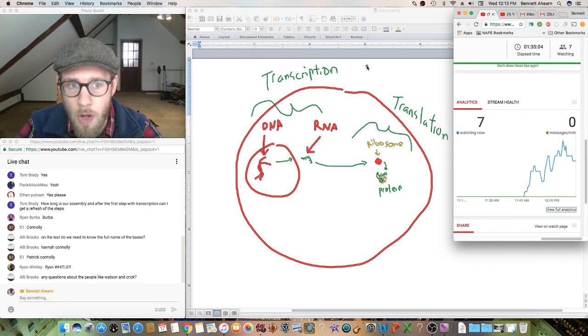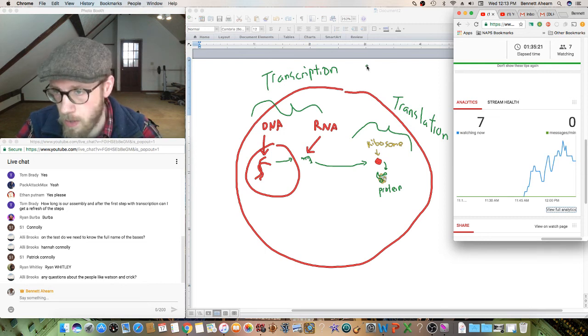Are there any questions about the people like Watson and Crick? Unfortunately, Hannah, no. We spent a lot of time discussing that whole historical event. But since we had to move the test to Thursday, and Thursday is now a super advisory day, we had to cut the test down, and so we removed the historical questions from the test. So, no, you will not see questions on Watson and Crick on the test.